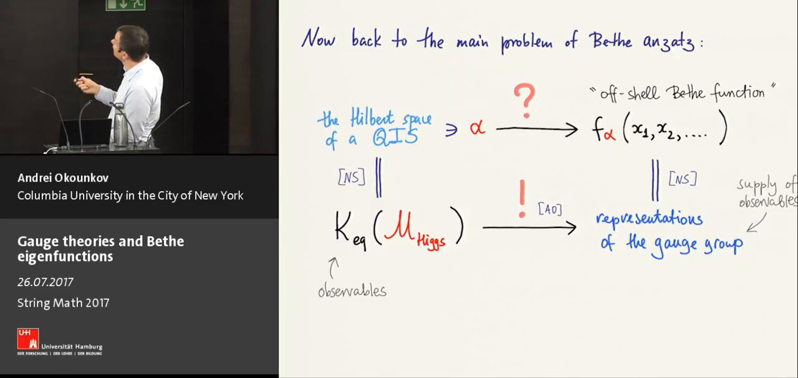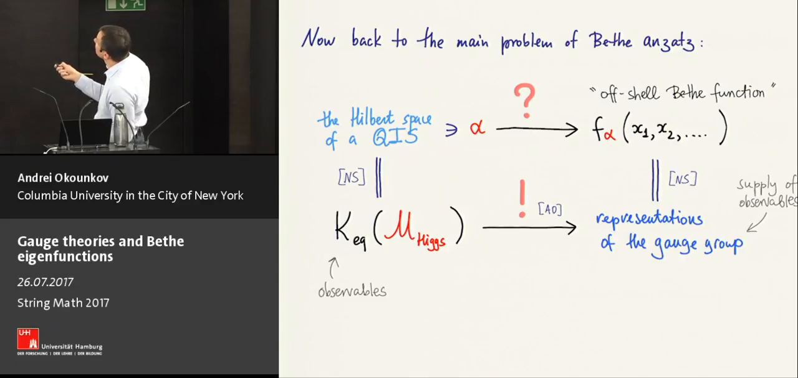Whereas this side, these are variables in the maximal torus. So if I take symmetric polynomials, the objects here are just representations of the gauge groups. So this is definitely a big supply of observables in the gauge theory. And what we would like to do is map this: for every element here, we would like to find a canonical representative here.